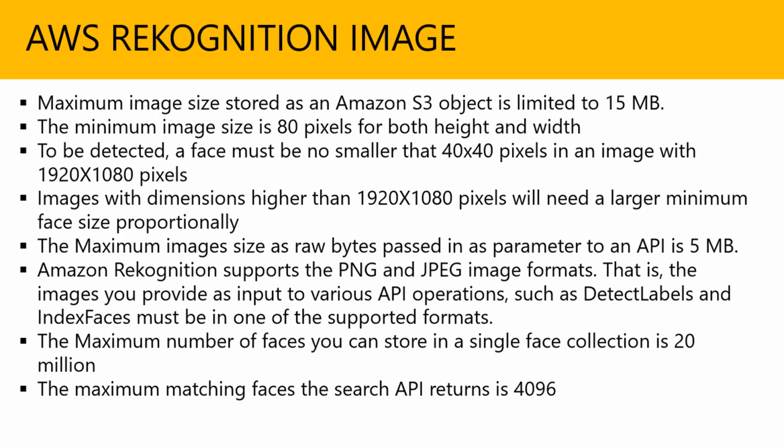Which means that the images you provide as inputs to various API operations, such as detect labels and faces, or comparing faces, celebrity faces, must be in one of these supported formats. And the maximum number of faces you can store in a single face collection is 20 million. A collection is, again, where you create a collection of different images together. And finally, the maximum matching faces the search API returns is 4096.